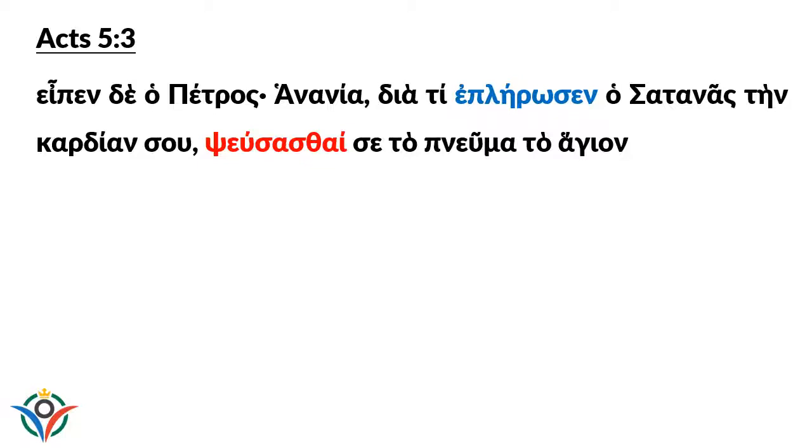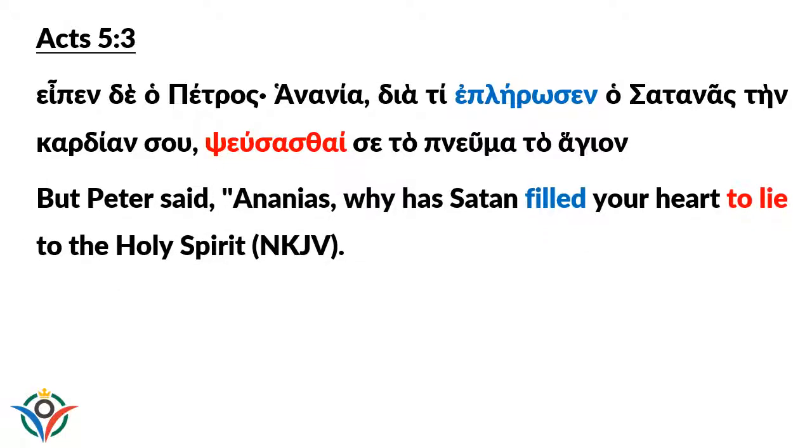The Greek reads, Apen de ha Petros, Anania dia ti, epleirosen ha Satanas tein kardion su, psusasthai se ta pneumata hagion. The New King James Version has rendered this as, but Peter said, "Ananias, why has Satan filled your heart to lie to the Holy Spirit?" So how is the infinitive psusasthai being used in this sentence?